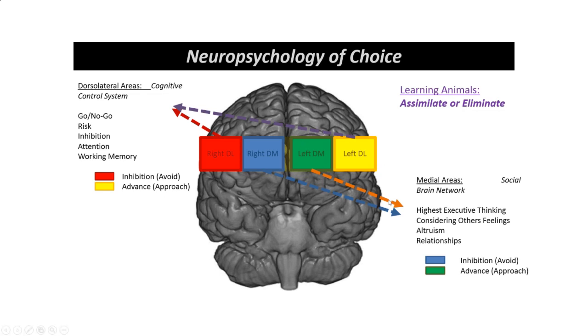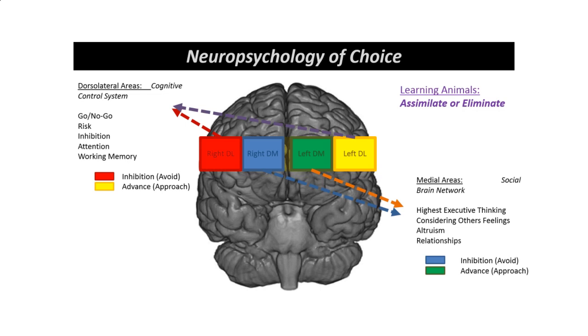Okay. The medial areas, the social brain network, they're responsible for our highest order of executive thinking. They help us as human beings learn to think about how other people feel and what they might be going through, which helps us be altruistic. It's responsible for altruism and really caring about another person, which helps us in our relationships. It helps us manage the emotions and the decisions in our relationships. And again, the right side is responsible for avoiding negative type processing, potentially destructive things, and the left side is more the euphoric approach, embrace type of processing.